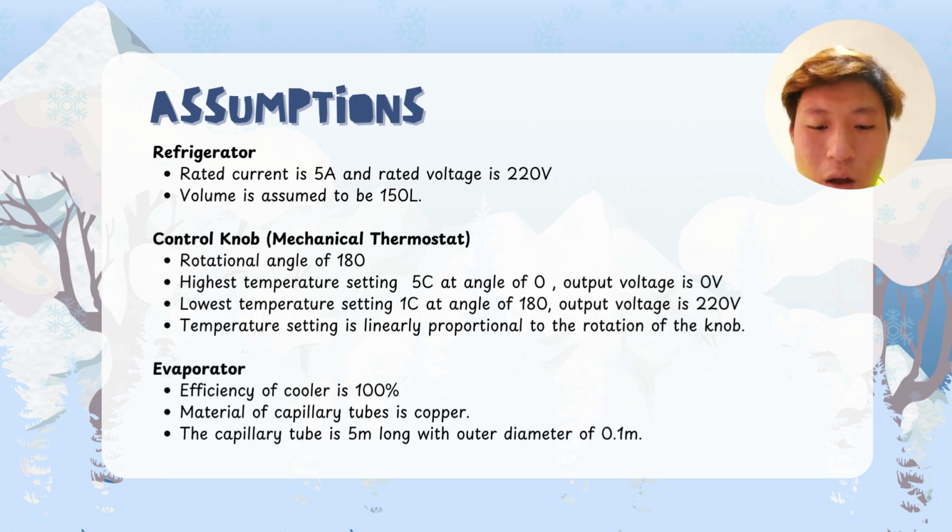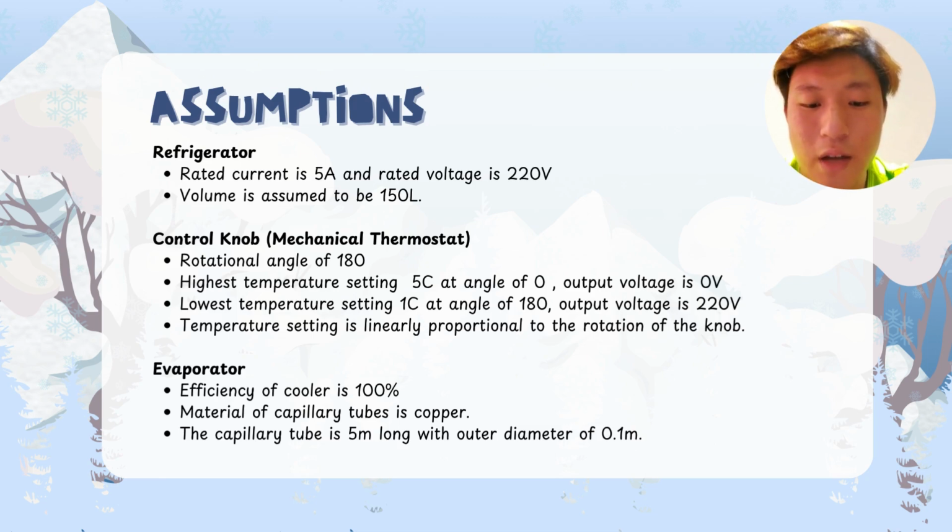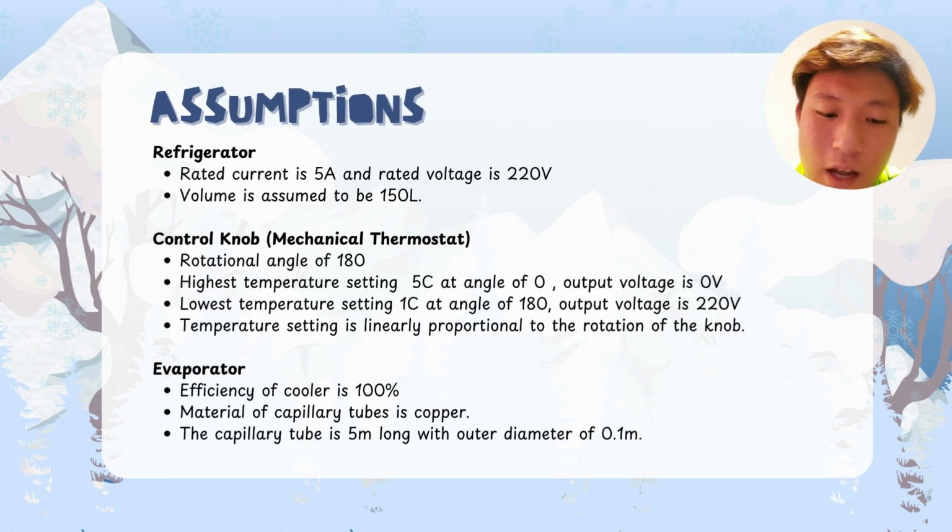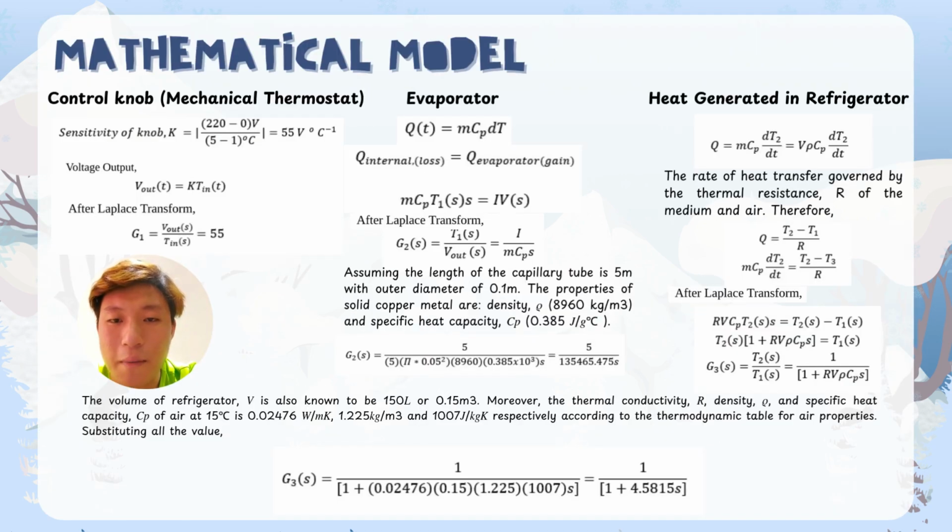Next is our evaporator. We'll assume that the efficiency of the cooler is 100% and the material of the capillary tube is copper, and the capillary tube length is 5 meters with an outer diameter of 0.1 meter. Next, we'll move on to our mathematical model. First of all, we'll talk about our control knob.